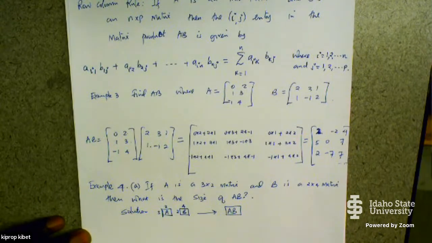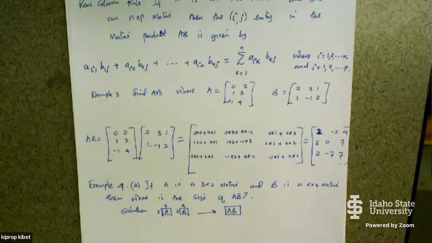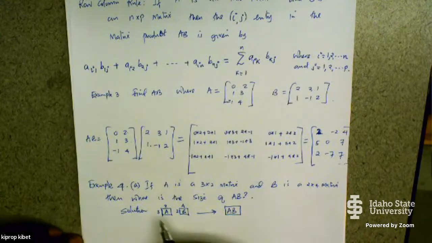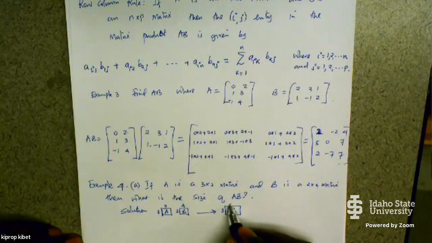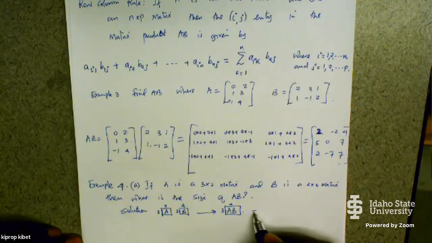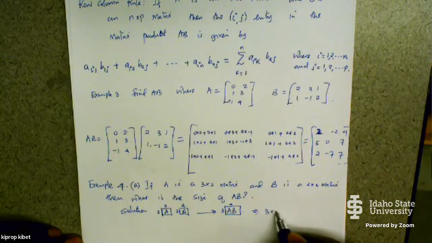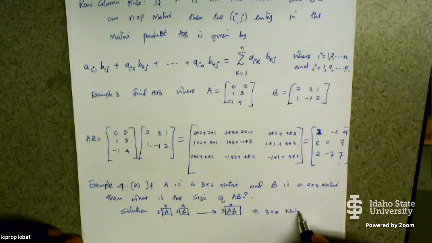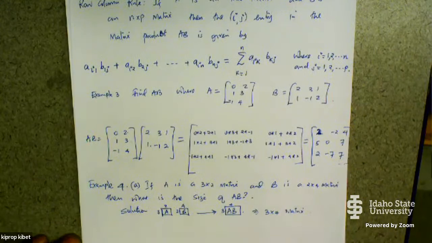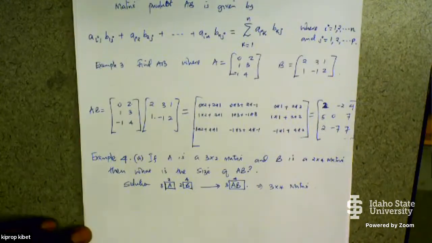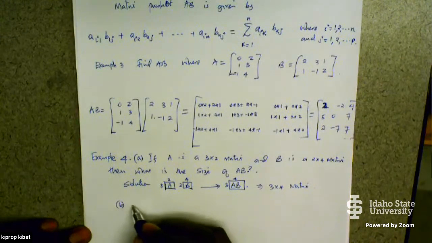Then what will be the product? So what will be our AB? If you take this one out and this and this, it will be 3x4 there. So the product is a 3x4 matrix.